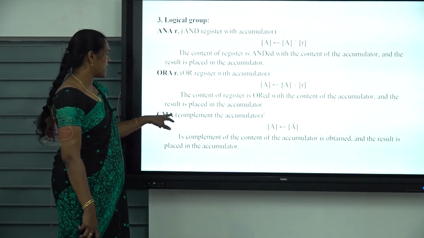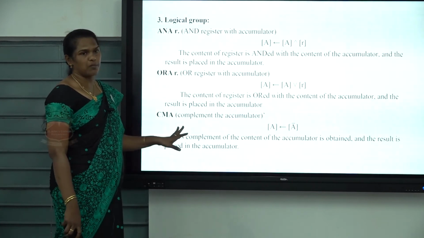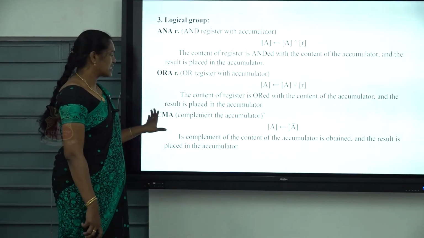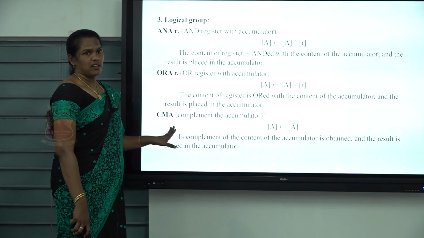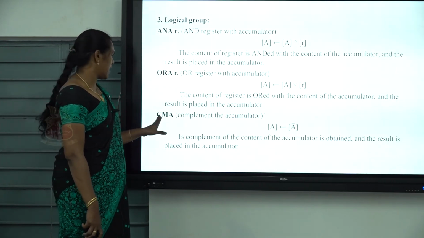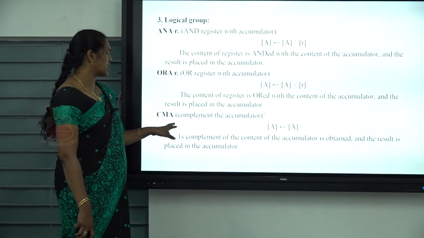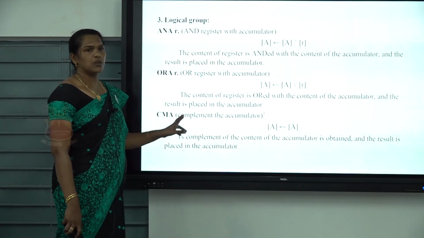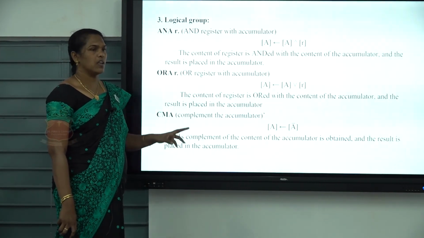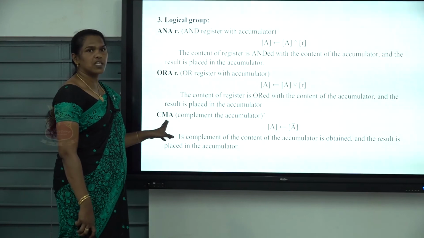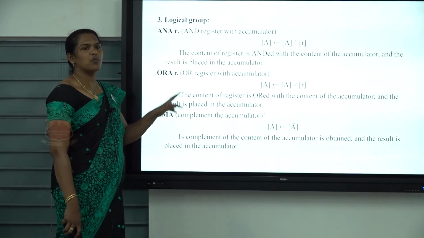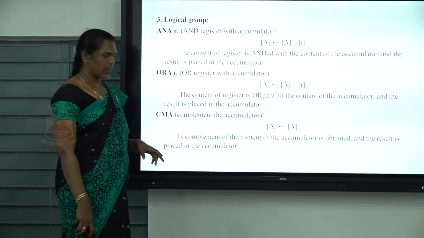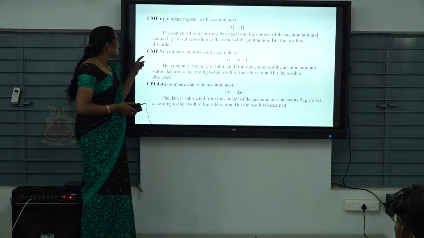Okay. Then CMA means complement accumulator. Okay. This is a standard instruction. We cannot change it. Okay. CMA means the accumulator result is, for example, 0 0 0 1 1. Then after the execution of this instruction CMA, it becomes 1 1 1 0 0, like that. Okay.